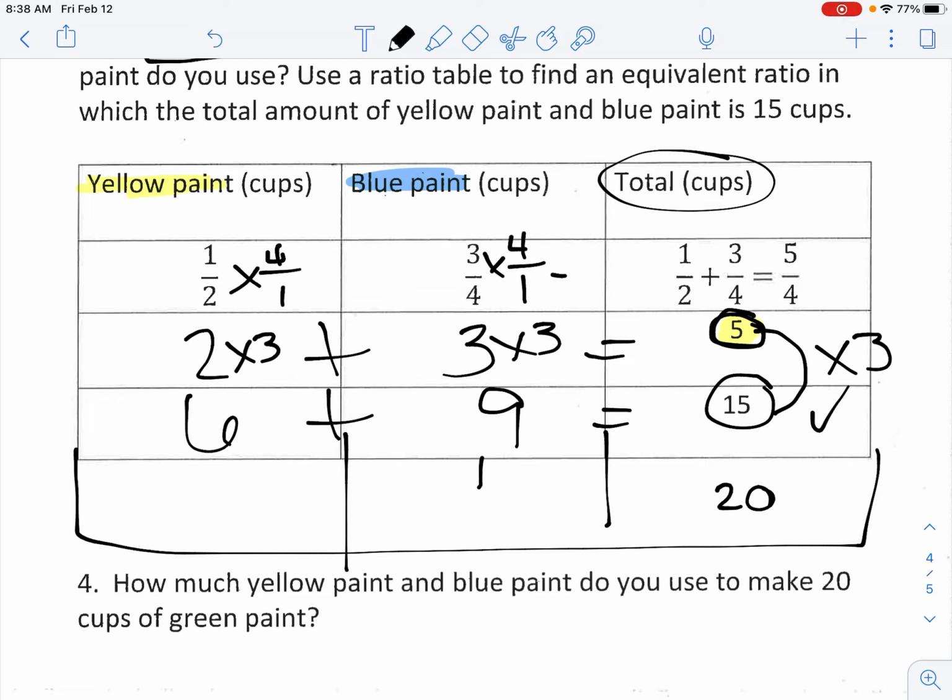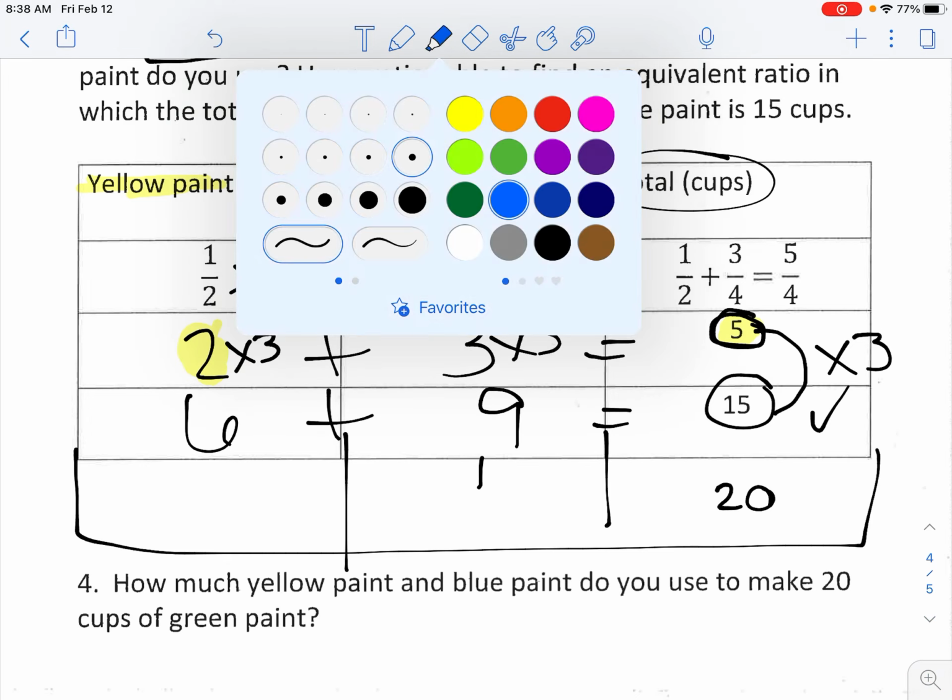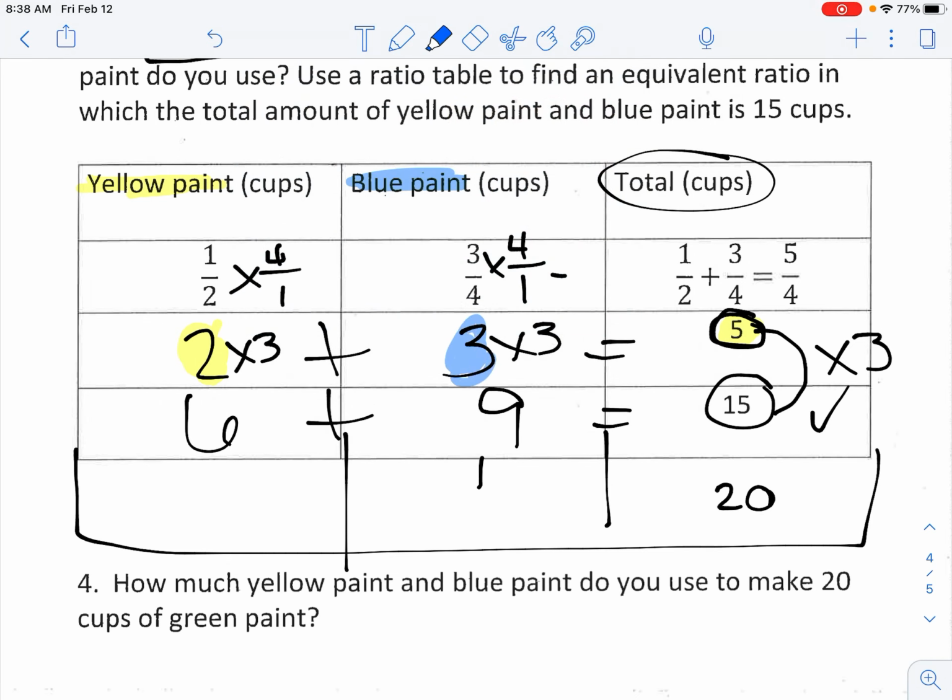Okay, so I'm going to go back up to how much paint we used for 5 cups. We had 2 cups of yellow and 3 cups of blue paint to make 5 cups of green paint. Now, I know to get from 5 to 20, we would have to quadruple. We'd have to multiply that amount of paint by 4.